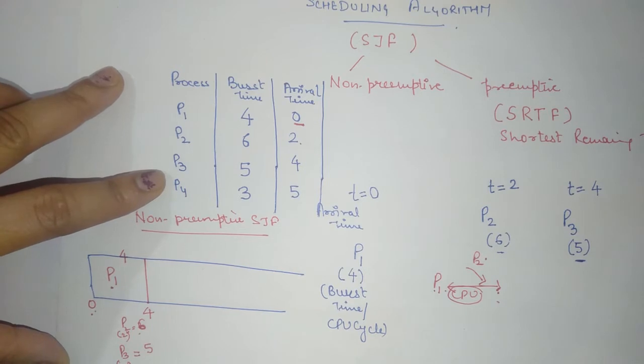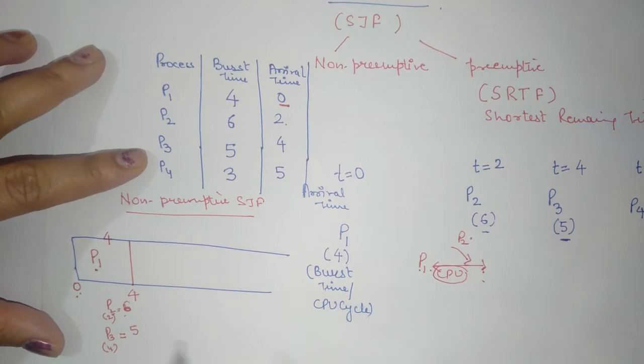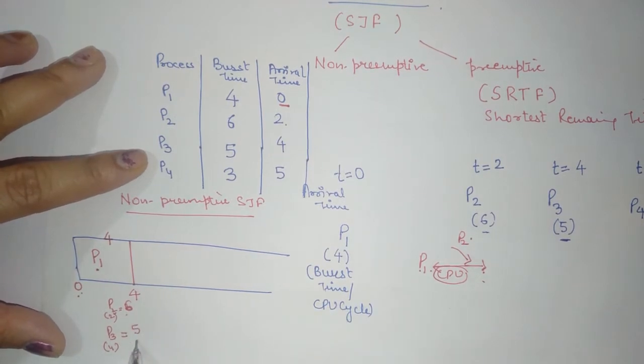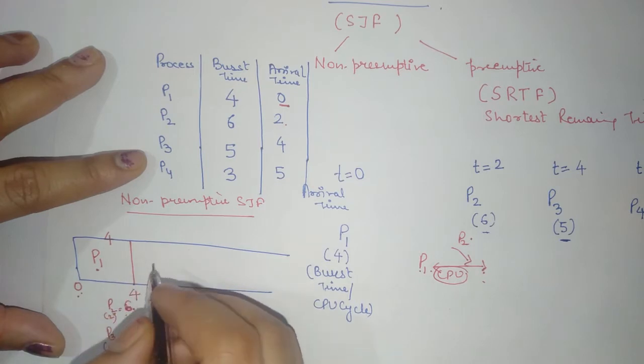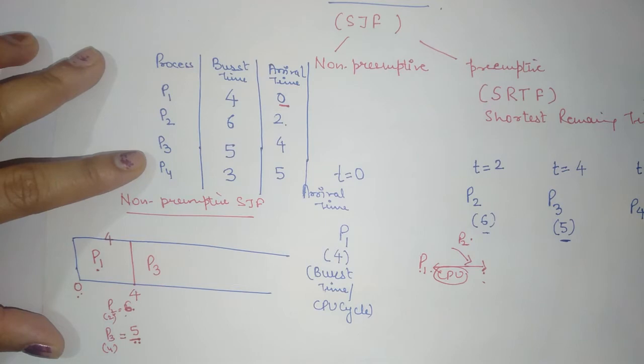Now the algorithm is shortest job first serve. Based on shortest job first, the CPU will be allocated to the job which has the shortest burst time. Process number 2 has burst time 6 and process number 3 has burst time 5. So which process has the shortest burst time? Process number 3 has the shortest burst time, so P3 will get the CPU first.